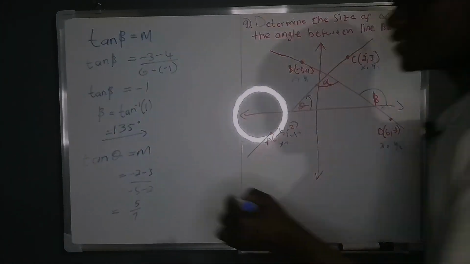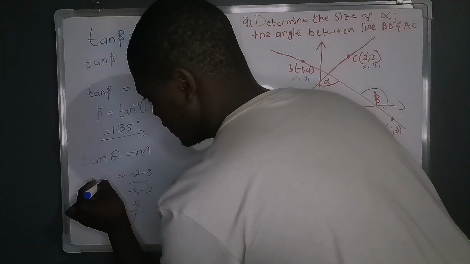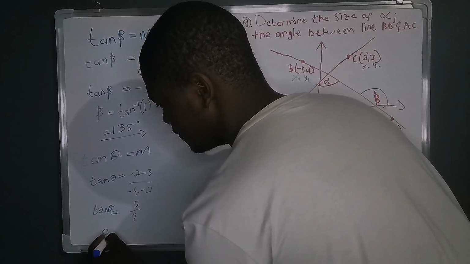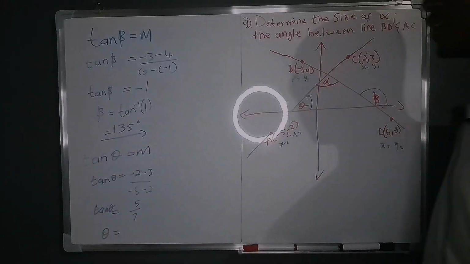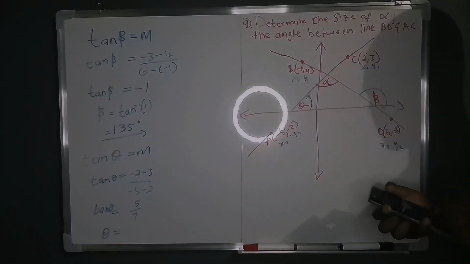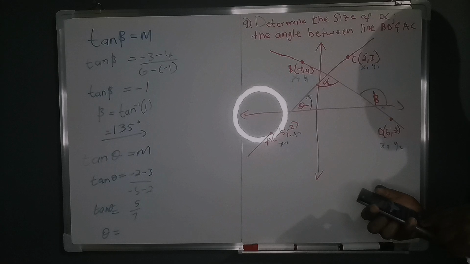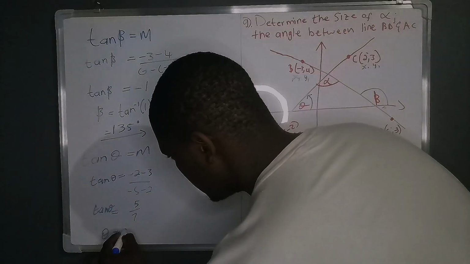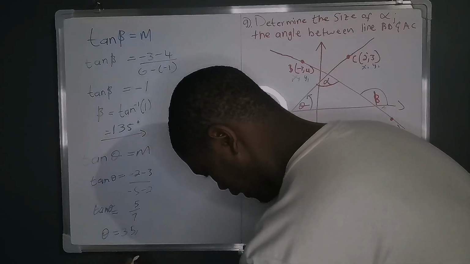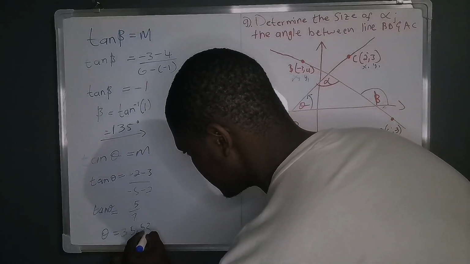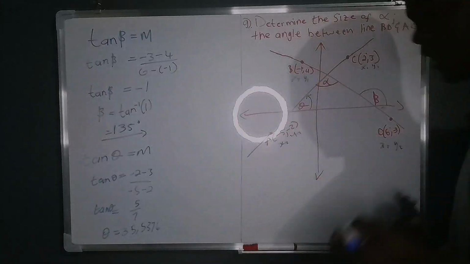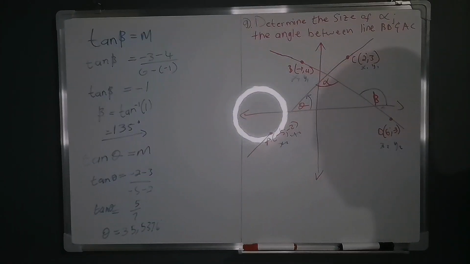And now we want to find theta, tan theta, so you want to apply the inverse. So you have the inverse of tan 5 over 7. Then our answer is 35.537.6 and so on. Remember, you don't run off early.